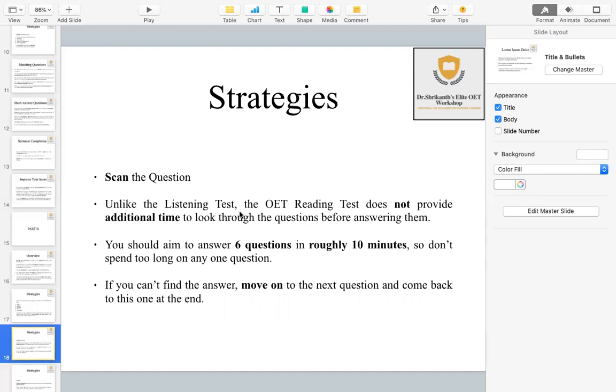Unlike the listening test, the OET reading test does not provide additional time to look through the questions before answering them. The OET listening test is a little bit more lenient. They give you some time to read the question, then you hear the audio, and then they give you about 5 seconds to mark the correct answer. In the OET reading test, there is no leniency like that. They will not provide you any additional time. Within the stipulated time, you have to read the questions, read the passages, and mark the correct answer.